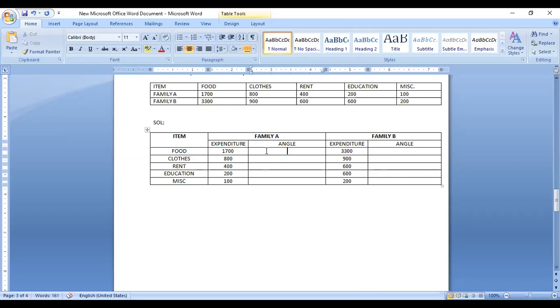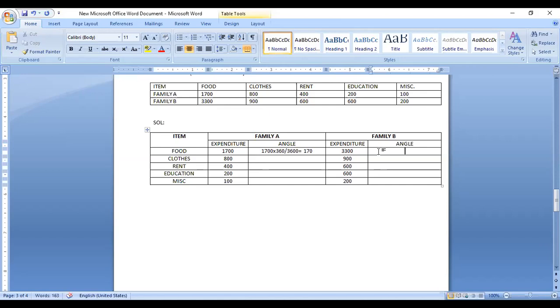Now how will the angle come? I will show you. 1700 into 360 divided by 3600 will give us, if you calculate, 170 degrees.